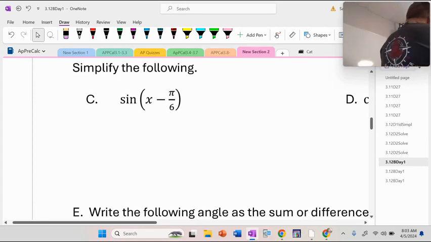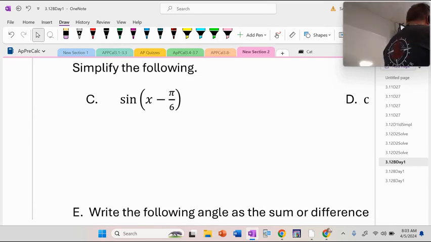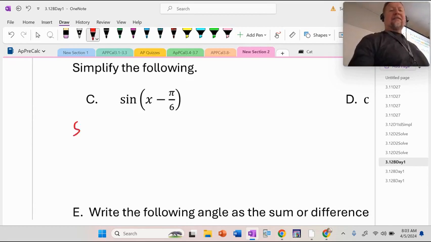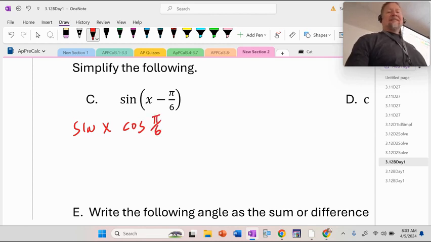Simplify sine of x minus pi over 6. Sine of x, cosine of pi over 6. What do I put here? Minus or plus? Minus. And then it's sine of pi over 6, cosine of x.